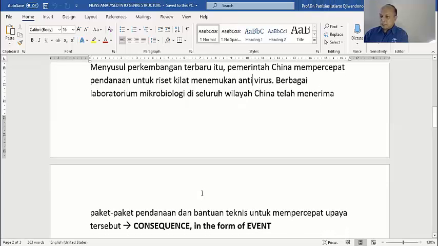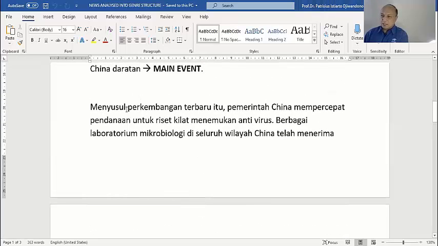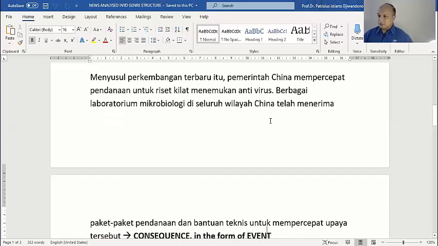And then you have the consequence. See this paragraph: Menyusul perkembangan terbaru itu, pemerintah China mempercepat pendanaan untuk riset kilat menemukan antivirus. So this is the consequence. This is caused by the main event. The main event causes this, or this is caused by the main event. Therefore, this is the consequence. It's an action by the Chinese government to respond to the situation, and they hurriedly do research in order to find the cure against the virus.